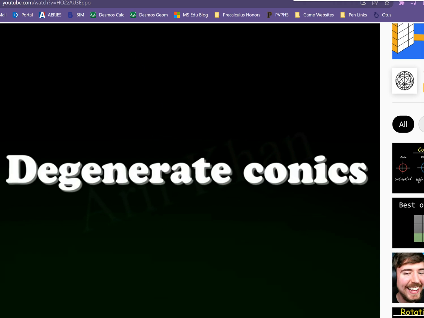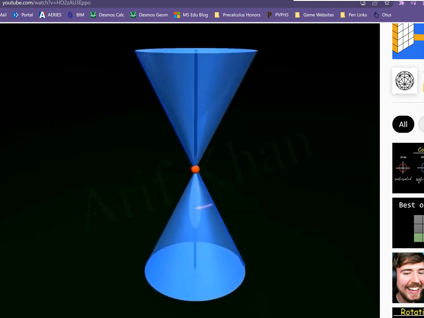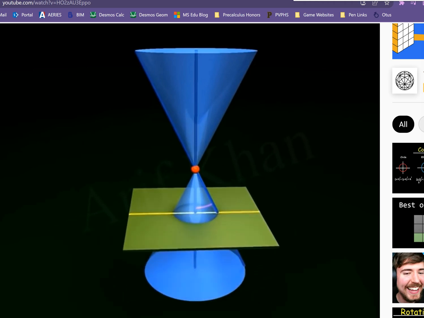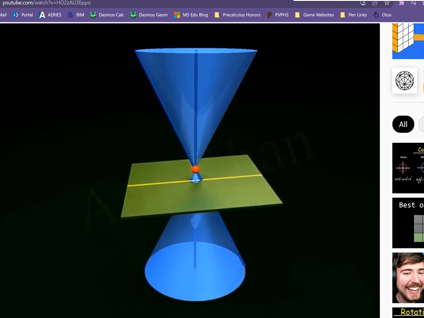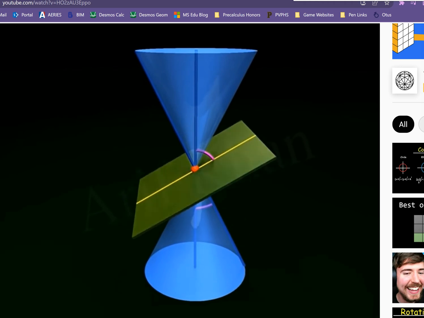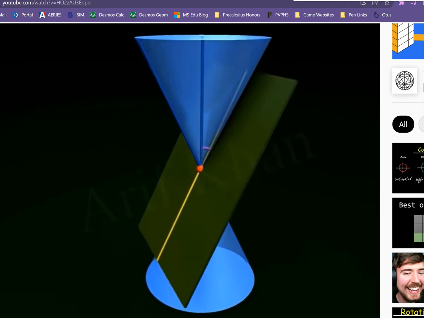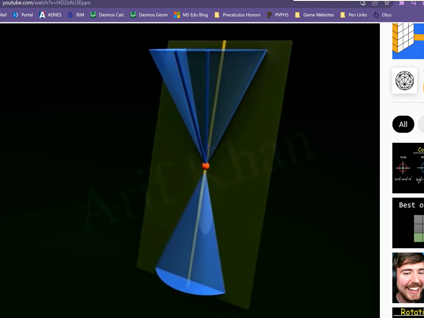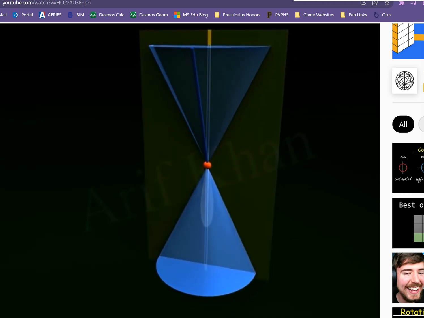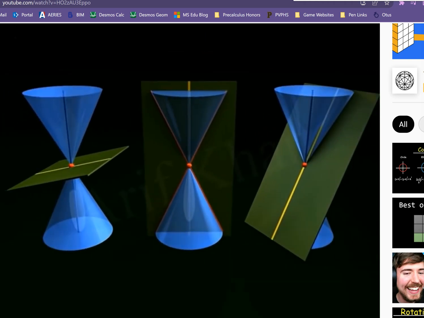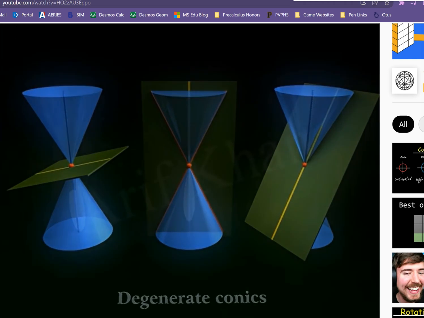Degenerate conics. If the plane intersects the double wide circular cone at its vertex, the ellipse becomes a point. The parabola becomes a line, and the hyperbola becomes two intersecting lines. The figures so obtained are called degenerate conics.